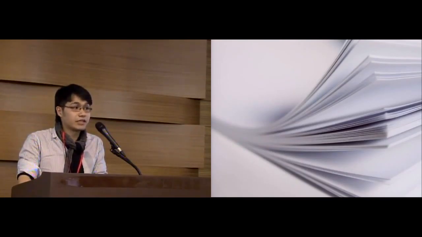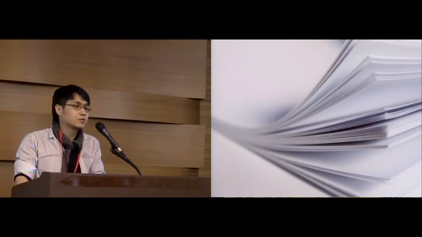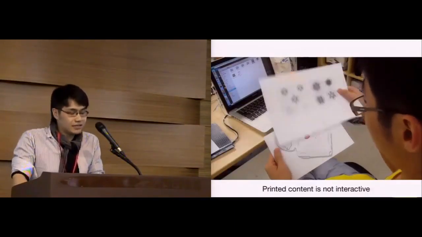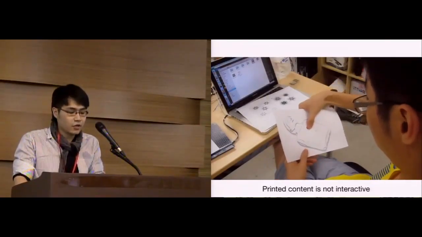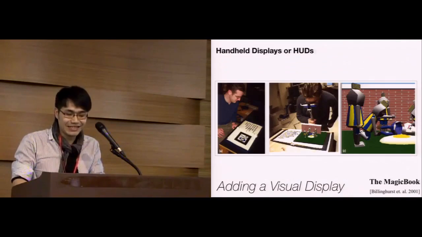Even so, paper still plays an important role today because paper is more comfortable to see and play with than electronic display. Also, paper affords natural interactions because we already know how to use paper. However, paper has its limitation. The content printed on paper is not interactive. When we interact with the printed content, the content does not change its state, so the interaction stops here.